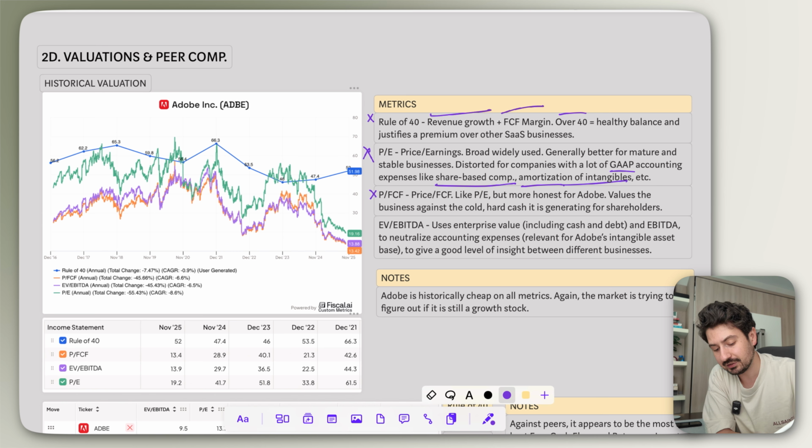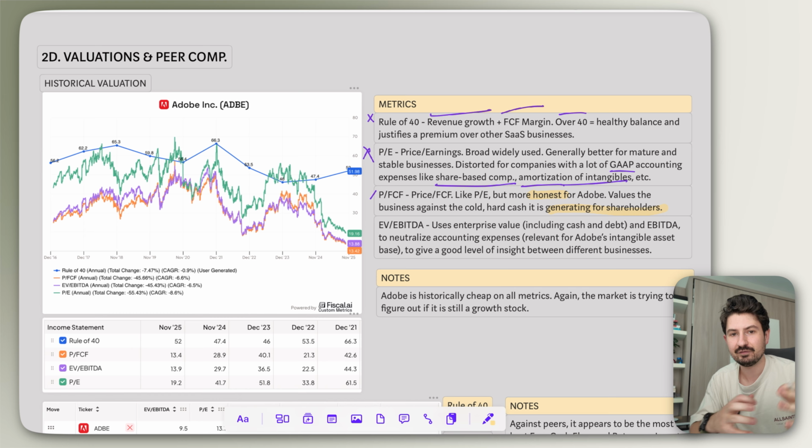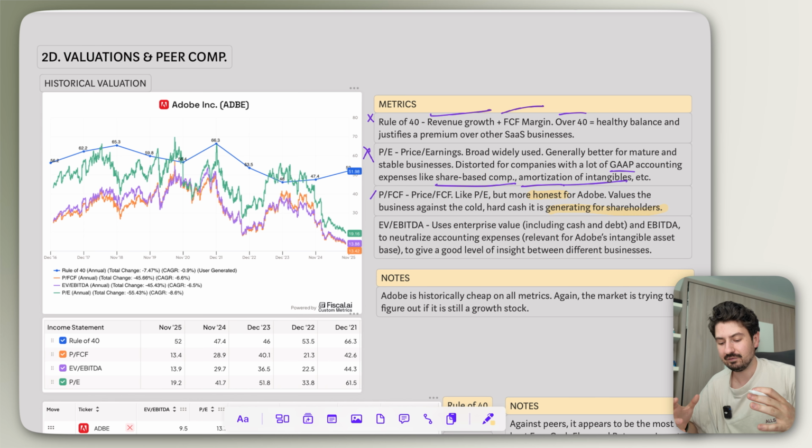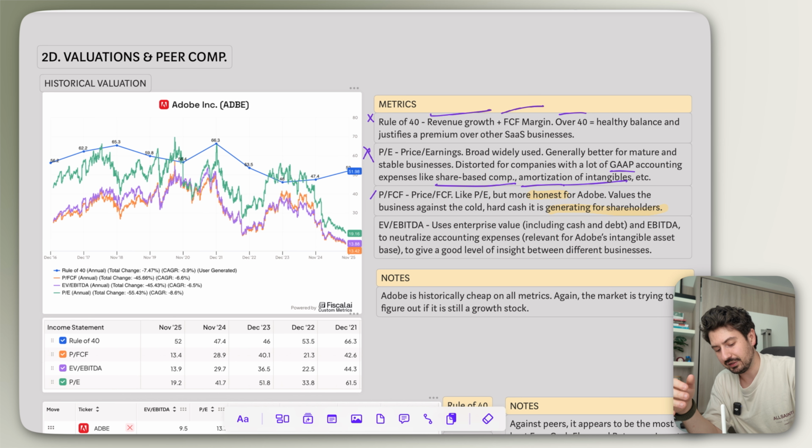Price to free cash flow is another metric that I like to look at. It's basically like PE, but a little bit more honest for Adobe. It values the business against the cold, hard cash that the business generates for its shareholders. And then we have enterprise value over EBITDA. This valuation uses the value of the cash and the debt and the earnings before interest, tax, depreciation, and amortization, which neutralizes those GAAP accounting expenses and allows us to get a good level of insight between different businesses.